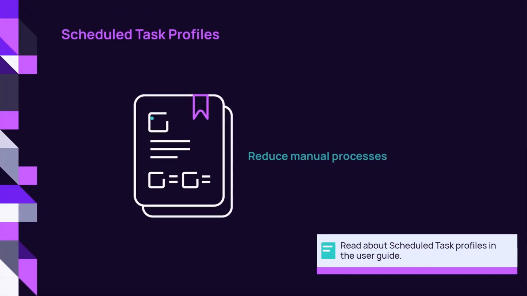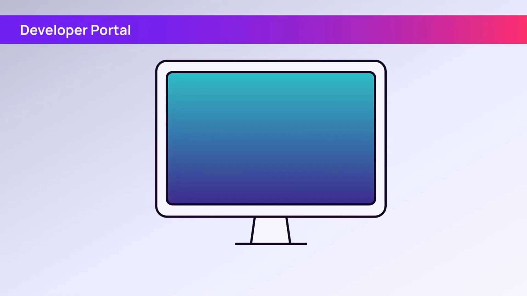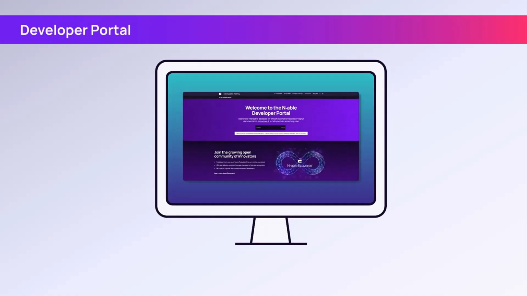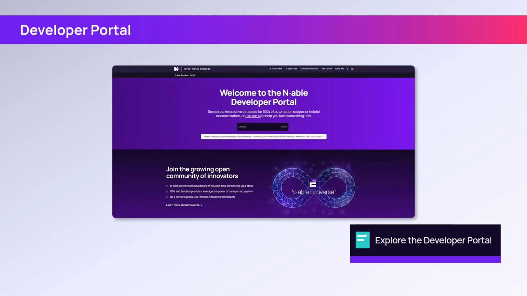Configuring scheduled task profiles to include scripts and automation policies reduces manual processes when using resources included in N-Central. Sometimes it is necessary to use situation-specific automation commands. The developer portal includes scripts and automation policies from N-Central's global partner network. These resources are available for download to individual N-Central accounts.